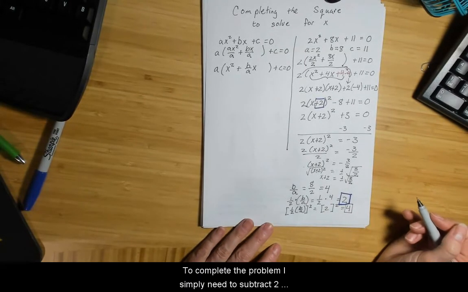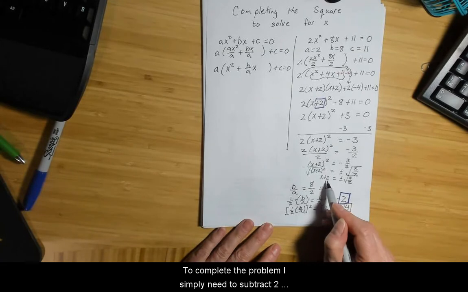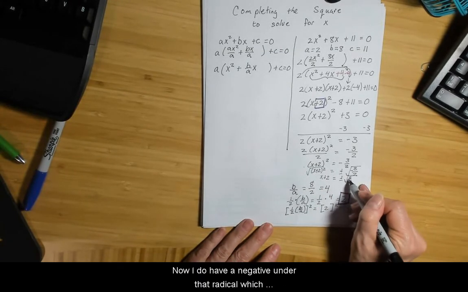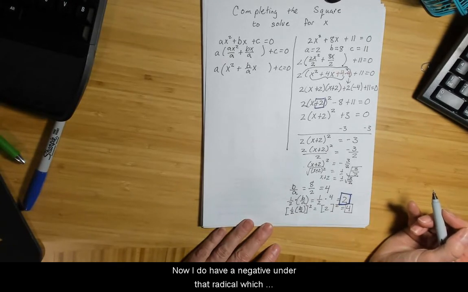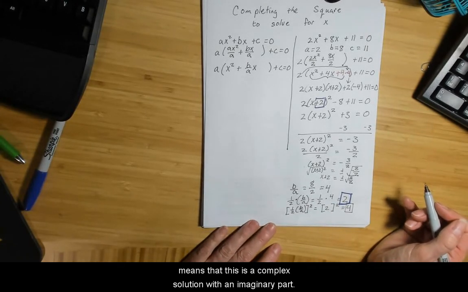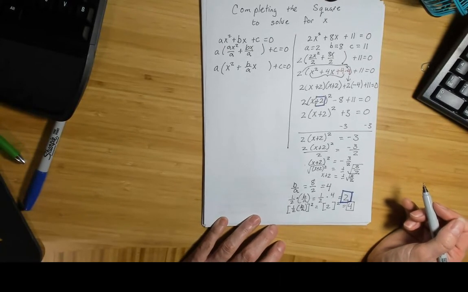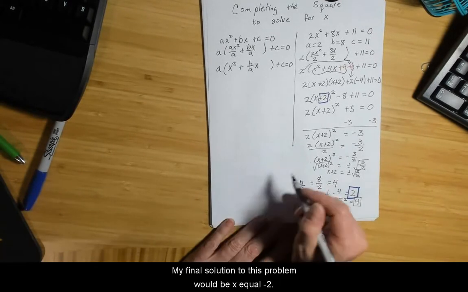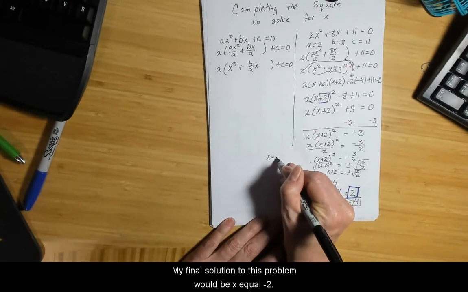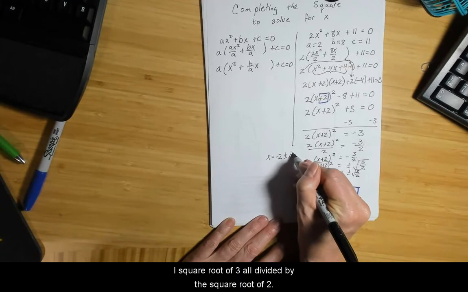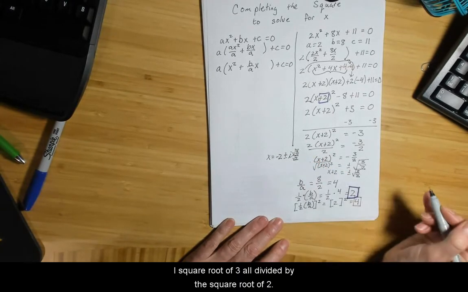To complete the problem, I simply need to subtract 2 from both sides. Now, I do have a negative under that radical, which means that this is a complex solution with an imaginary part. My final solution to this problem would be x equals negative 2 plus or minus i square root of 3 all divided by the square root of 2.